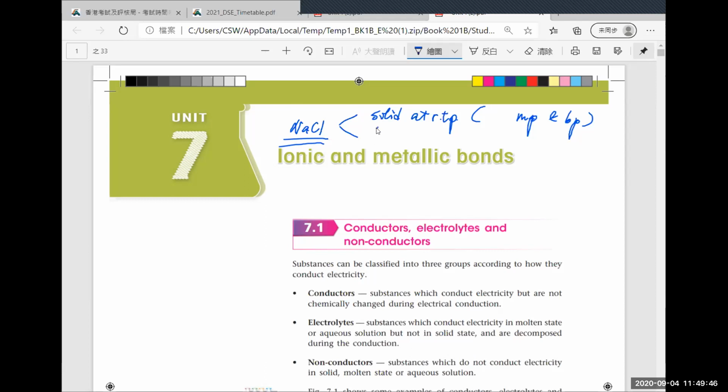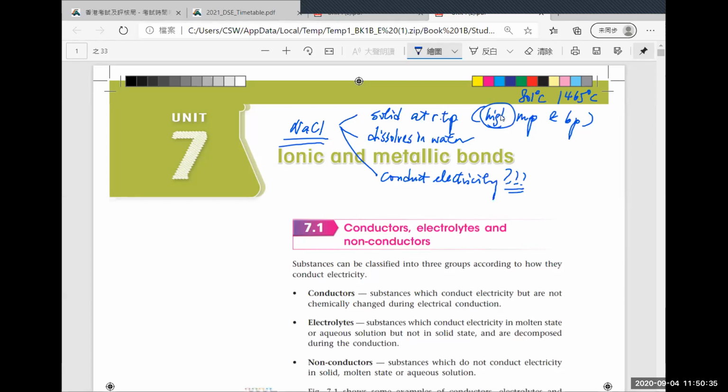Second, it dissolves in water, right? And third, sodium chloride would conduct electricity, right? Melting point 801 degrees Celsius, right? And a boiling point more than 1,000, 1,465, right? Something like this. So we would describe it as a high melting point and boiling point solid.